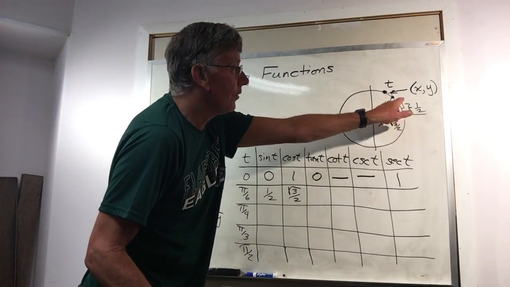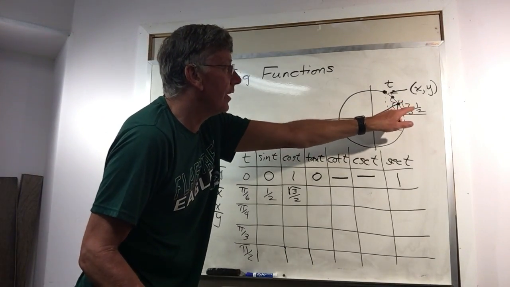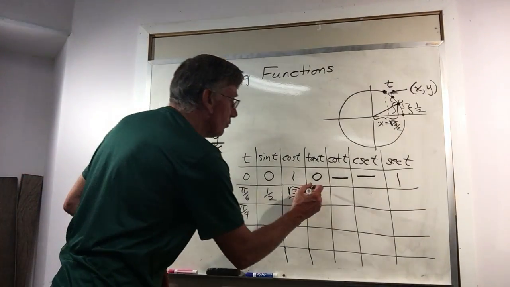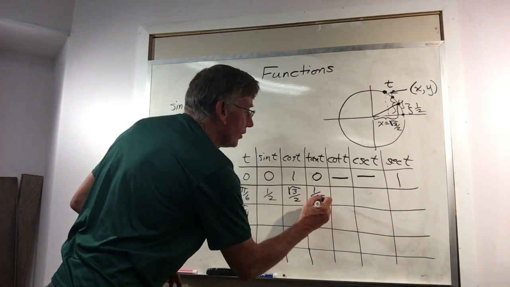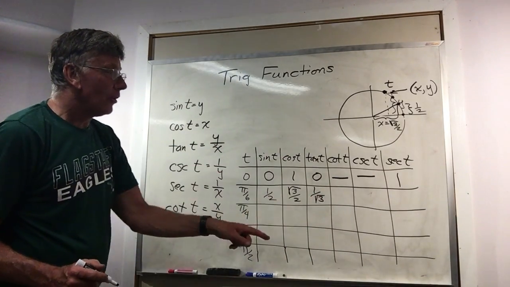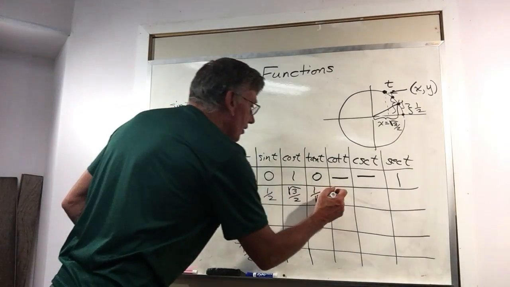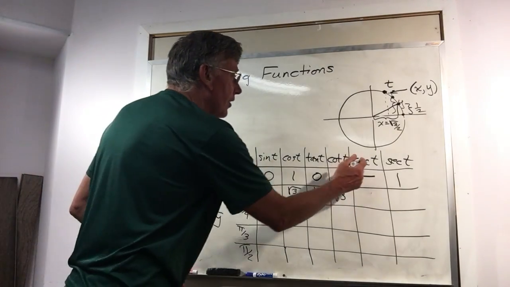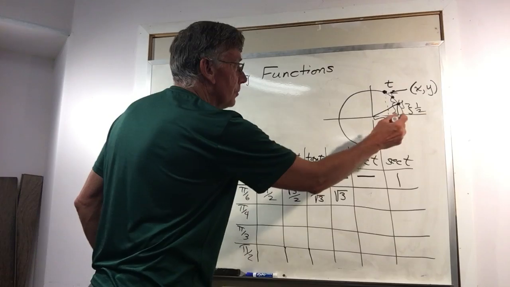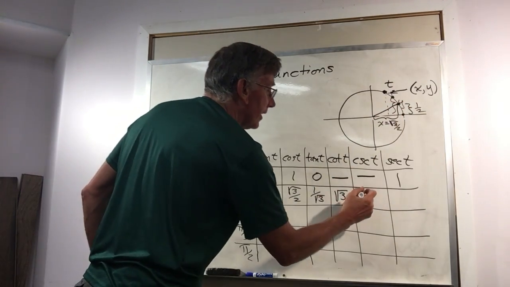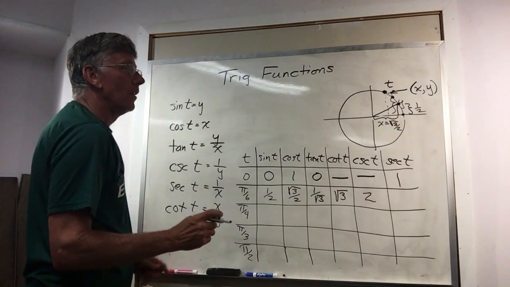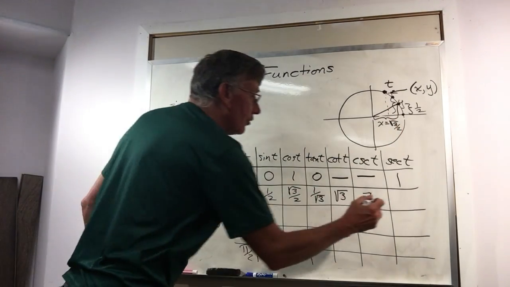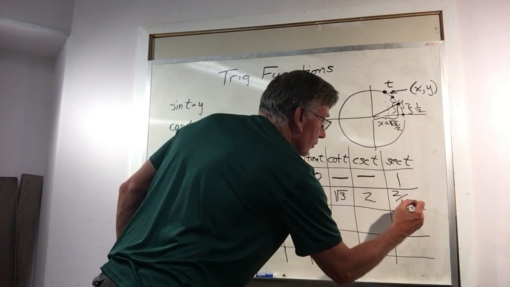My tangent is the y divided by x, which is 1/2 divided by square root of 3 over 2. The 2's cancel, and I'm left with 1 over the square root of 3. On my cotangent, it's the flip of that. It's going to be the square root of 3 over 1, or square root of 3. Cosecant is going to be 1 over y, which is 1 over 1/2, which is 2. Secant is the flip of square root of 3 over 2, which is going to be 2 over the square root of 3.